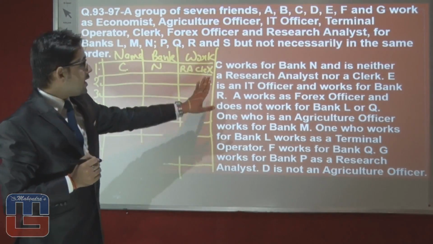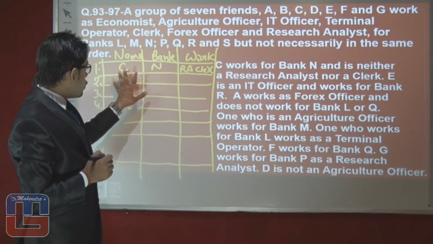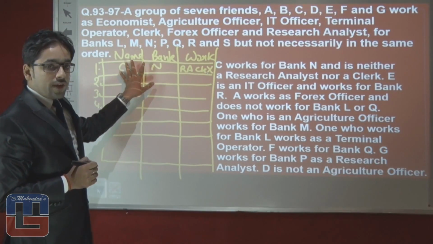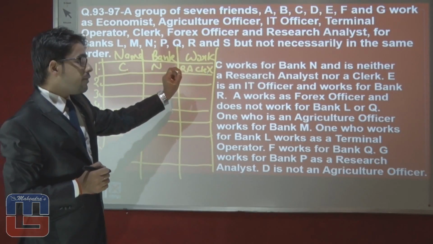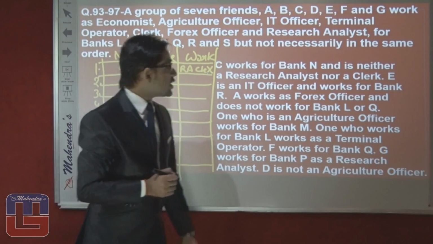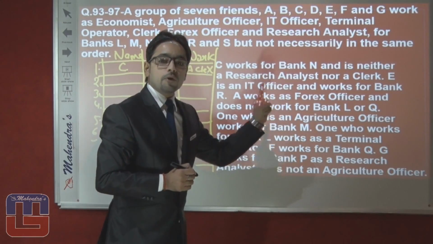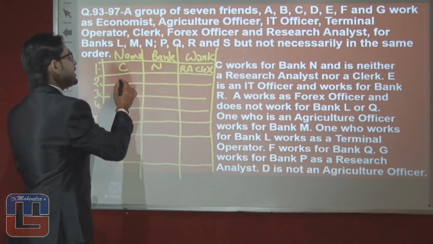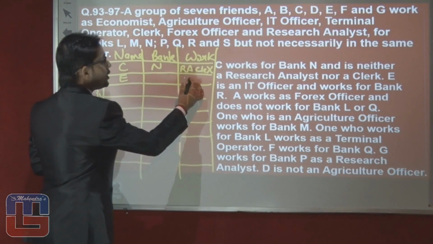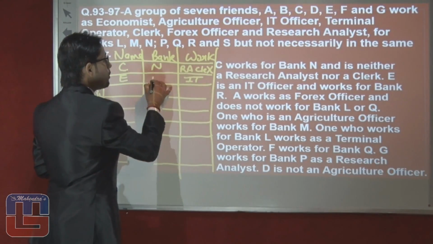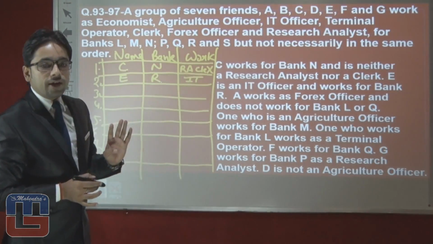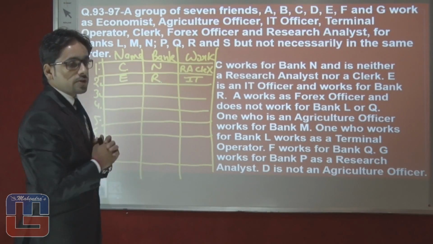We are considering the negative sense. 2 variables are positive, so we write them over here. 1 is negative, it doesn't matter for us. The next statement is saying E is an IT officer and works for bank R. We can write easily here, E is an IT officer and works for bank R. 3 positive variables, so that will be beneficial for us.